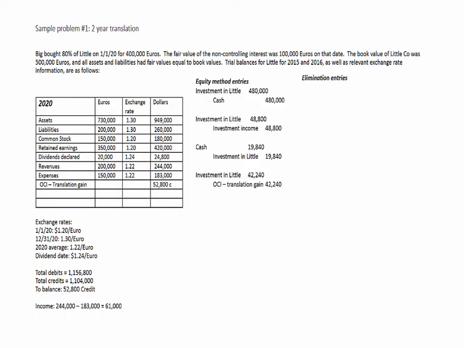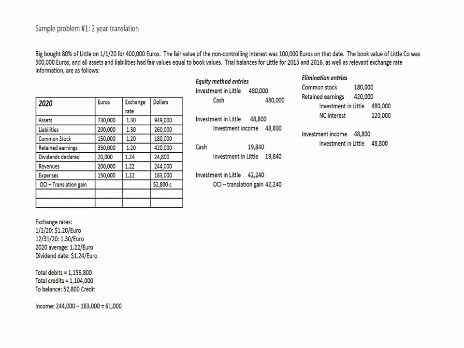By the same token, we need to do our elimination entries as well. And really there's not a whole lot new going on here. The only thing that's new is going to be the existence of this translation gain. Our S entry, we proceed as before, eliminating the beginning of year owner's equity accounts and splitting that total 80-20 between the investment and the non-controlling interest.